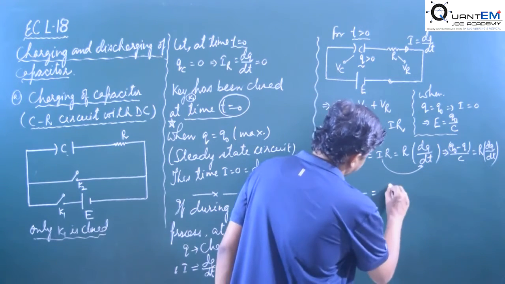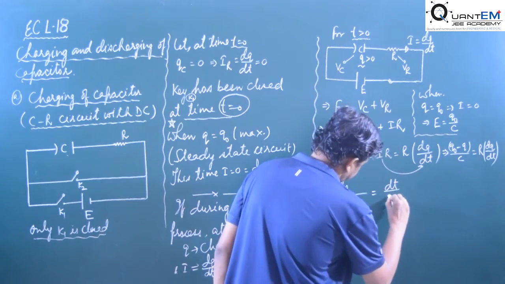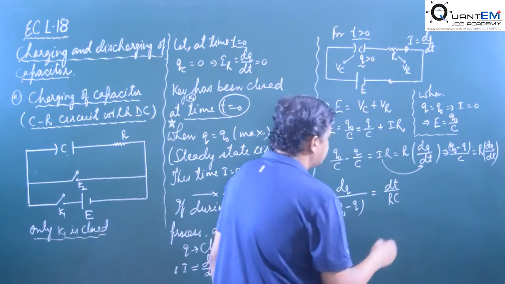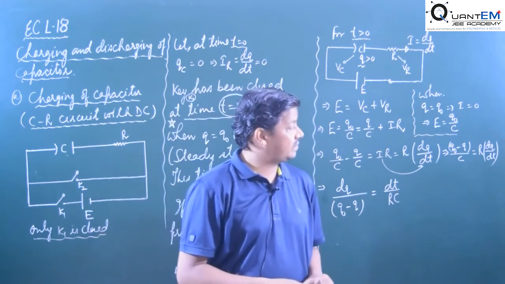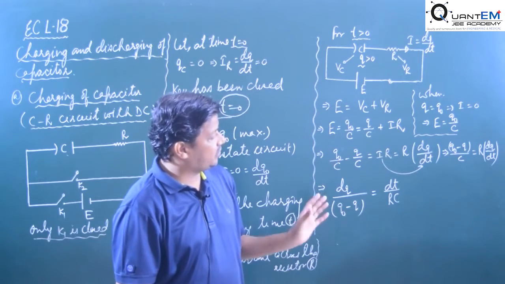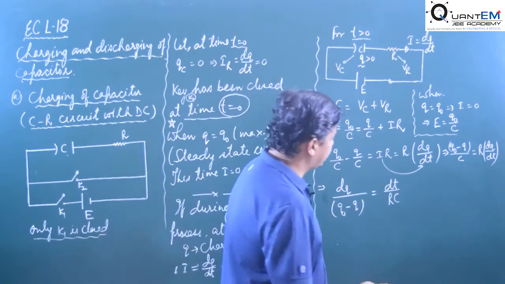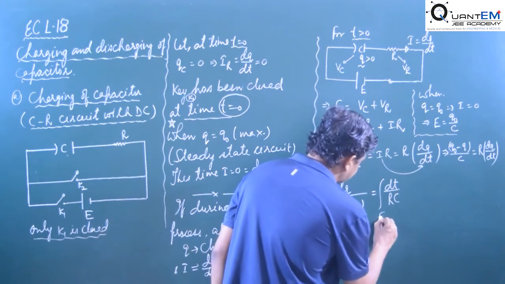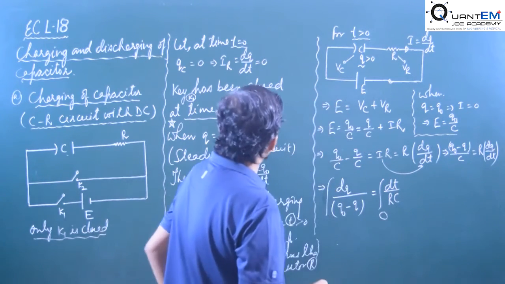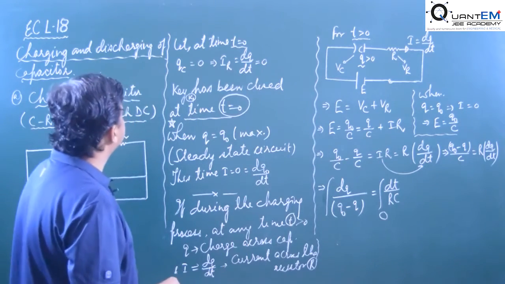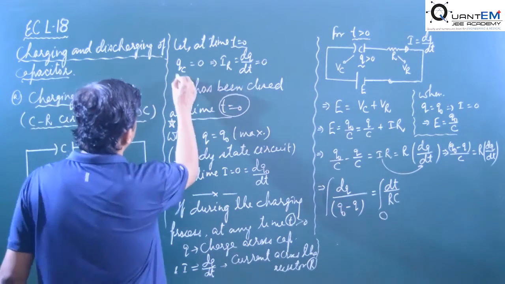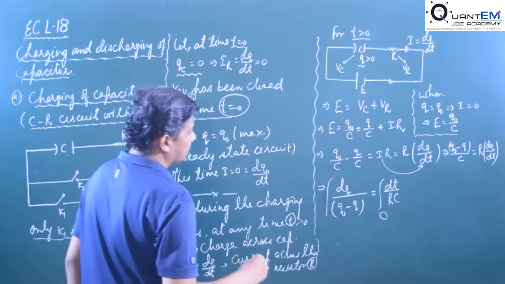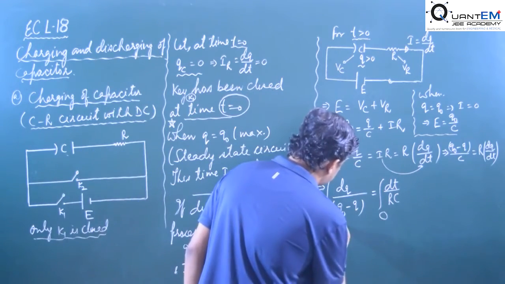dt by RC. Okay, this differential equation now we have. Now you integrate the function on both sides. Integrating both sides, now see, at time t is equal to 0, what was the charge across the capacitor? At time t is equal to 0, charge across the capacitor is 0. Okay, so charge is 0.